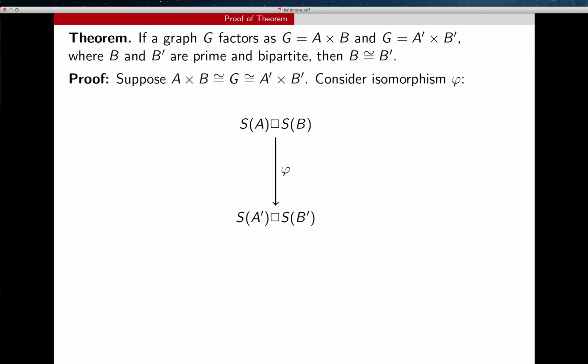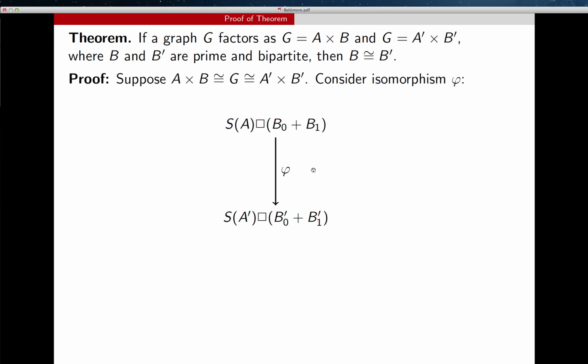Now remember that B and B prime are bipartite, so their skeletons consist of two copies of connected graphs. Let's call them B0 and B1 for B. So that's B right there, or S of B rather. It's B0 plus B1. And down here is S of B prime. It has two pieces. Call them B0 prime and B1 prime. So the plus is their disjoint union. So we've updated our map phi.